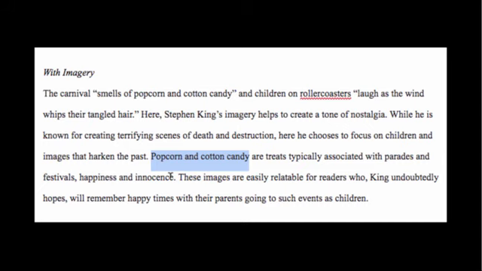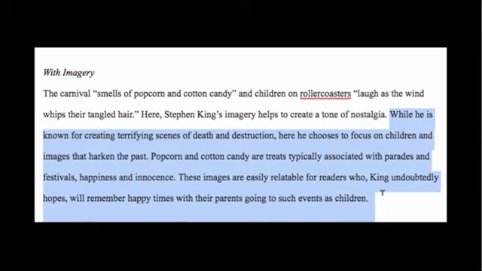So again, your job is to talk about how the writer's language choices create a particular effect. And here, the writer has talked about how Stephen King's language choice of imagery, and specifically these lines, create this tone of nostalgia. You can't just say that, you then have to explain it, and that's what the analysis is all about. Simple as that.